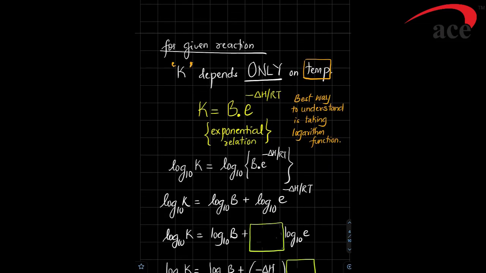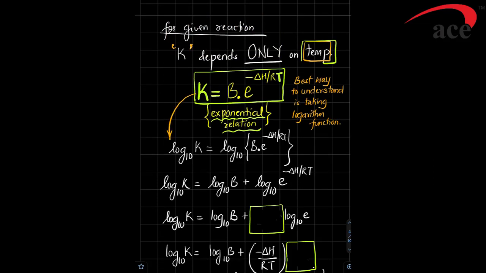So K depends only on temperature. That's our conclusion. And this formula tells you how the equilibrium constant depends on temperature. So how does K depend on temperature? The answer is exponentially. The relation between K and temperature is exponential. Whenever you have an exponential relation, it is best to convert this into logarithmic so that it becomes easy to understand. So we take log on both sides.